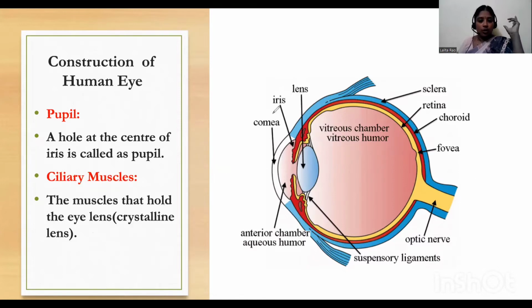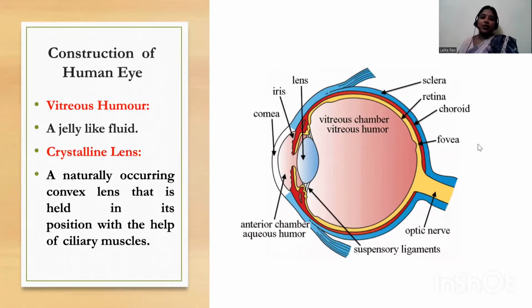Fine. So first we have cornea, after cornea aqueous humor, then after aqueous humor the iris, which gives color to the eye. Then at the center of the iris we have a hole, and that hole is known as pupil. Then after the pupil we have the ciliary muscles. After the ciliary muscles, next will be the vitreous humor.